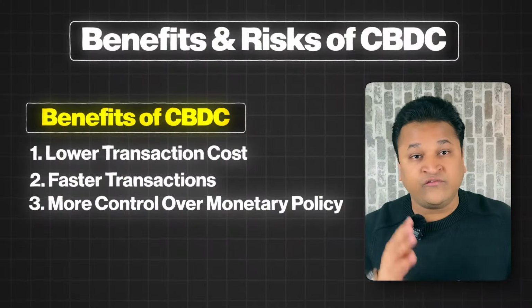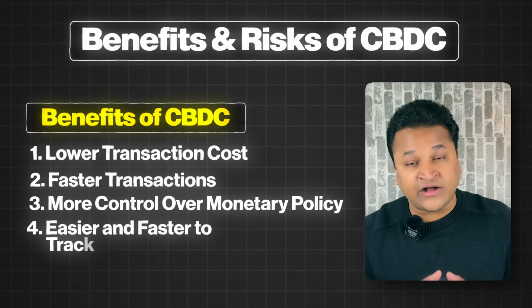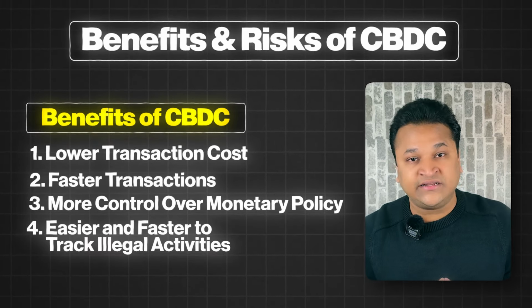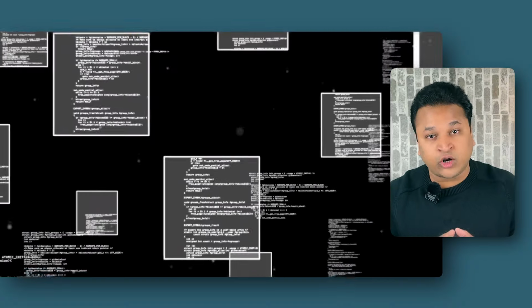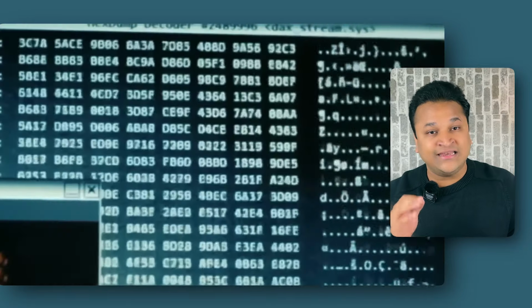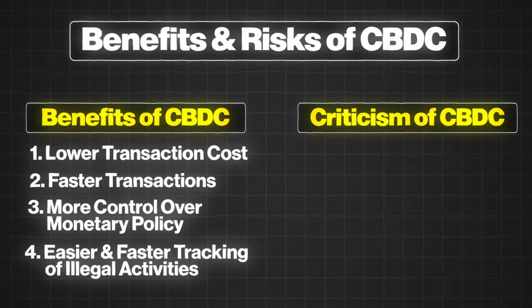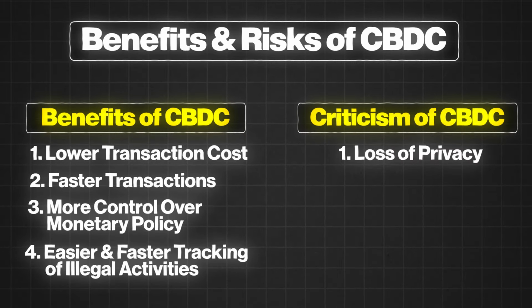Now let's talk about the fourth benefit of CBDCs for the government. It can make it easier and faster to track illegal activities like financing terrorism, money laundering, and drug trafficking. This is because the Federal Reserve will have a central record of all transactions, which makes it simpler to spot illegal activities. However, this also brings concerns about privacy, which is one of the biggest criticisms of CBDC.